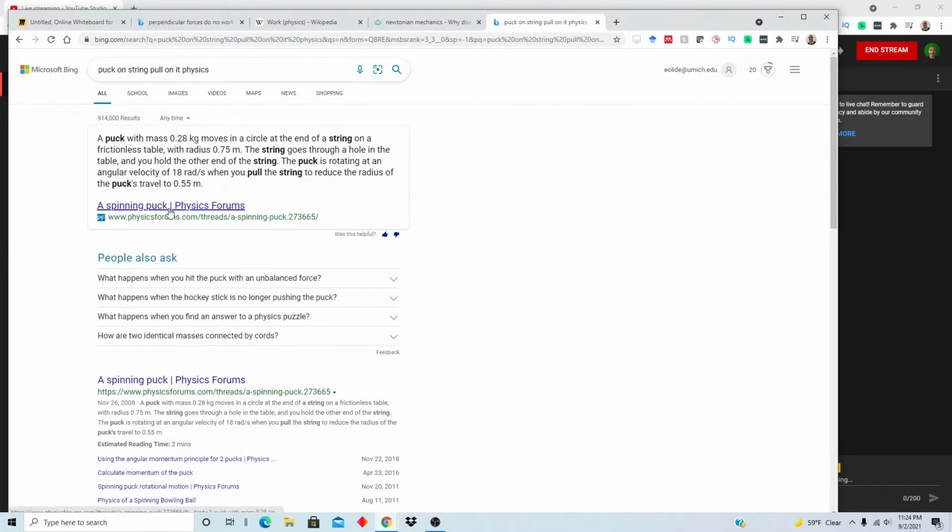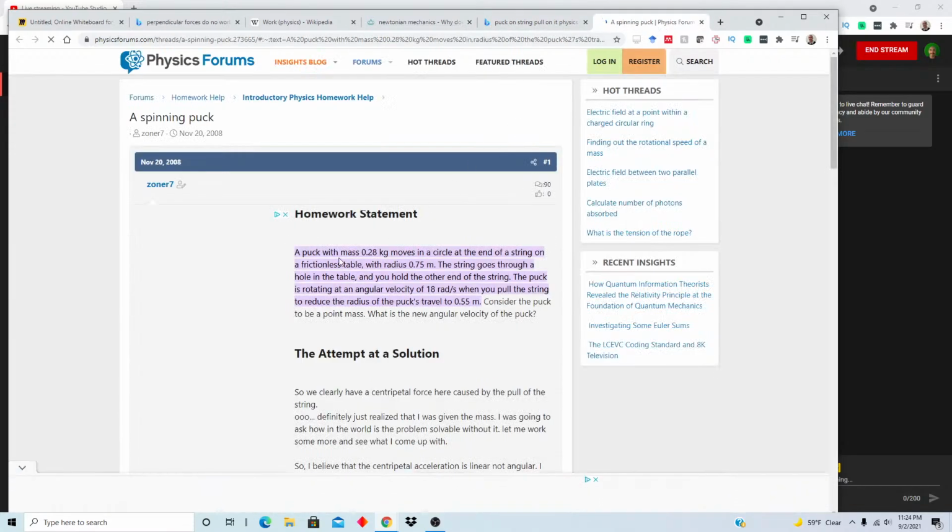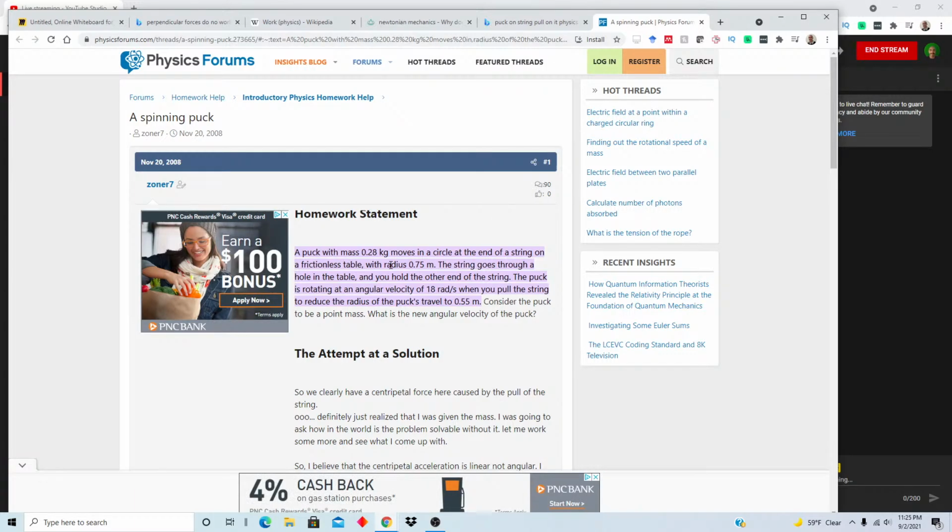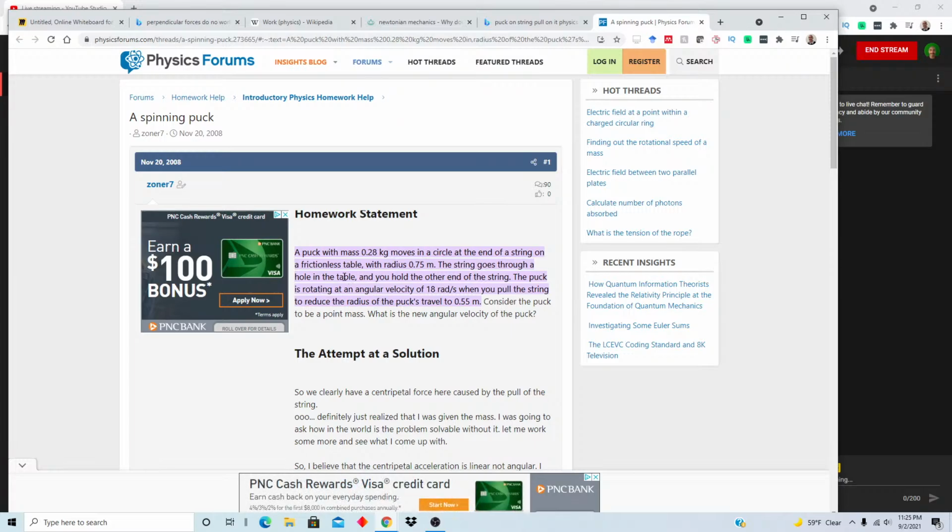Okay. Here's the problem. This one has numbers. A puck with mass 0.28 kilograms moves in a circle at the end of a string on a frictionless table with this radius. The string goes through a hole and you hold it on the other end. The puck is rotating at an angular velocity of 18 rad per second. When you pull the string to reduce the radius, consider the puck. What is the new angular velocity of the puck?